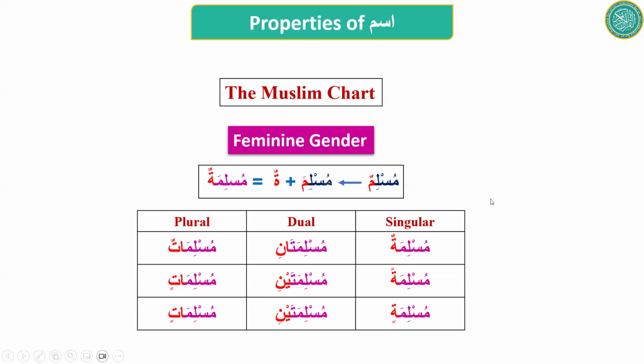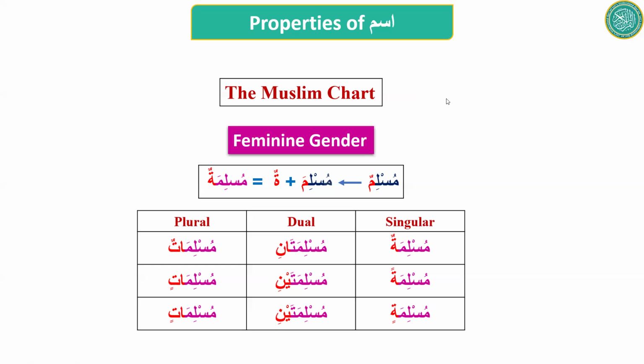And I have the same request. Everybody memorize the feminine gender Muslim chart. This is our building block, and this will help us learn the first property of ism, that is status. We haven't reached there yet, but these are the building blocks that we are going to use to understand the status.